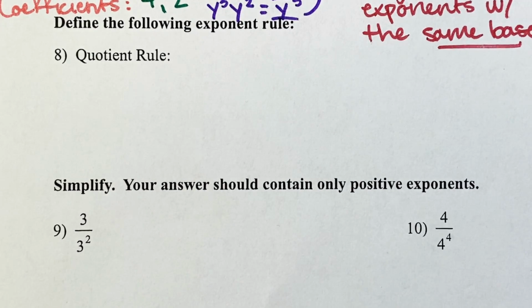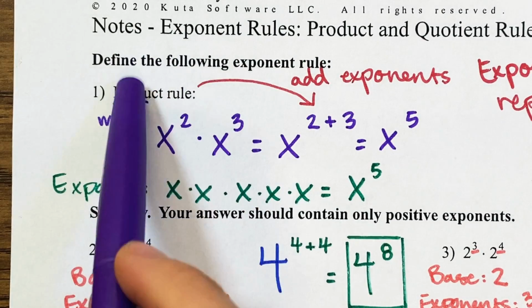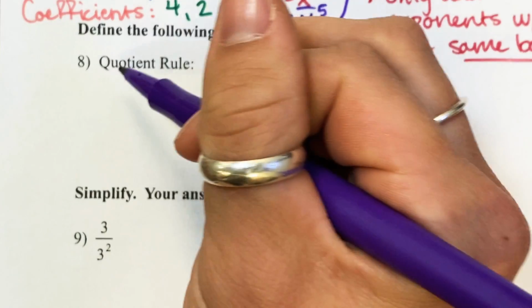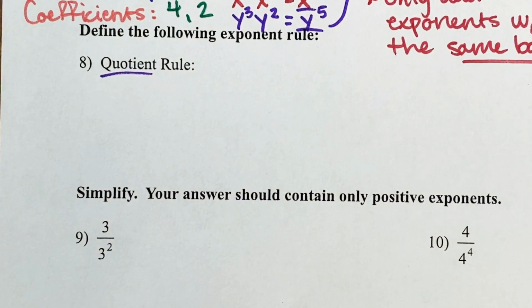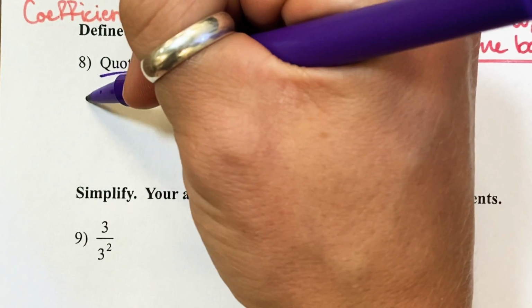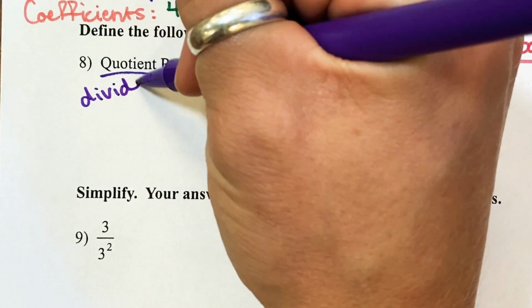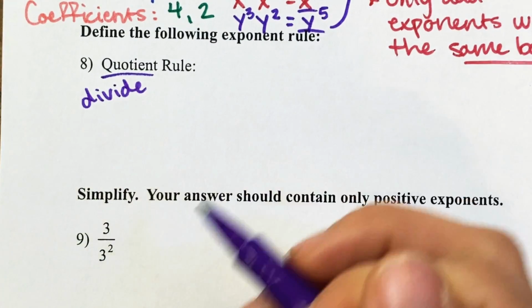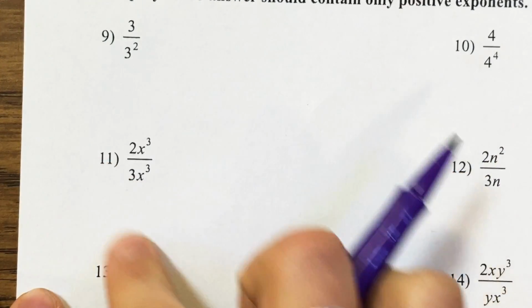Okay, so our next rule we're going to talk about is our quotient rule. So what operation is attached to quotient? What does that mean? Just like up here, product means we are multiplying, right? Well, what does it mean when we're saying quotient? What does that mean in math terms? Divide. Okay? So in this rule, we're seeing that things are being divided.